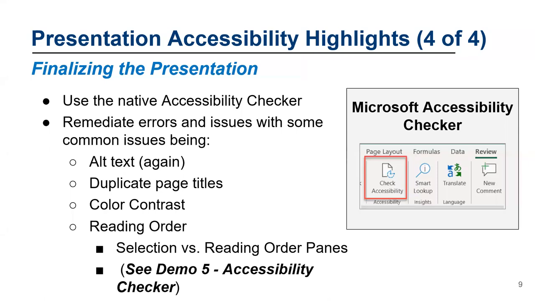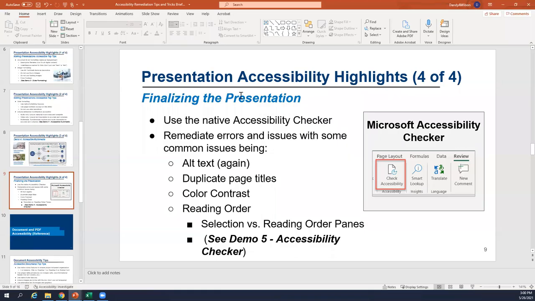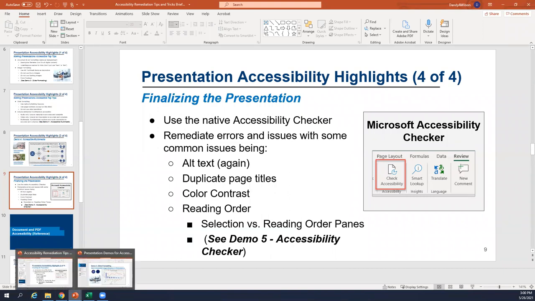To close out presentation accessibility, at least these highlights and high-level tips and tricks. One of the things that I did just show, and we'll go in a little more detail now, is the accessibility checker. That will allow you to remediate issues and errors in Microsoft Excel specifically. So we'll just jump right into that. These are some of the things that you can do: alt text, duplicate page titles, color contrast, reading order, etc. You can at least view the errors from the accessibility checker, and then you can go in and fix them using the native features that they have for checking and remediating accessibility.